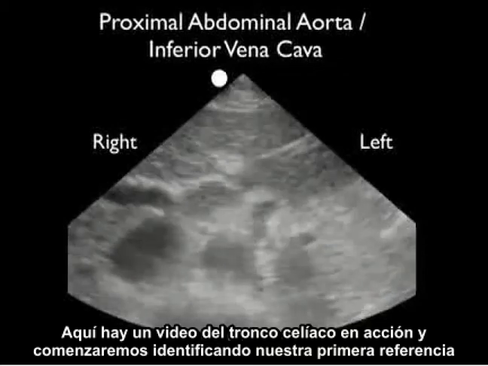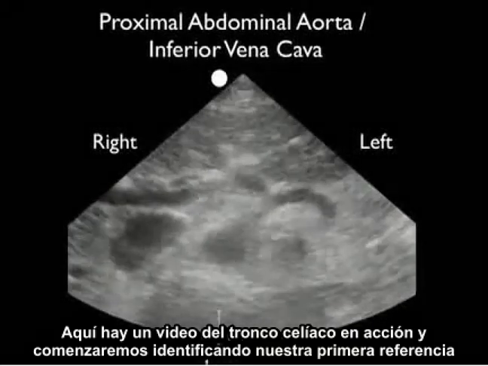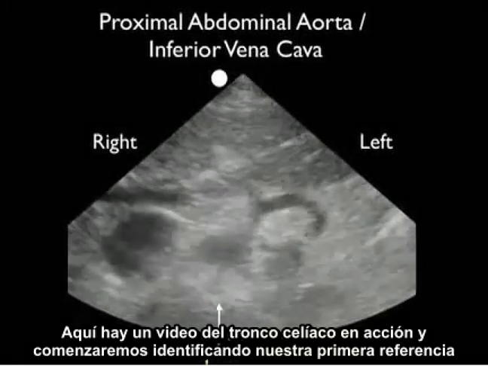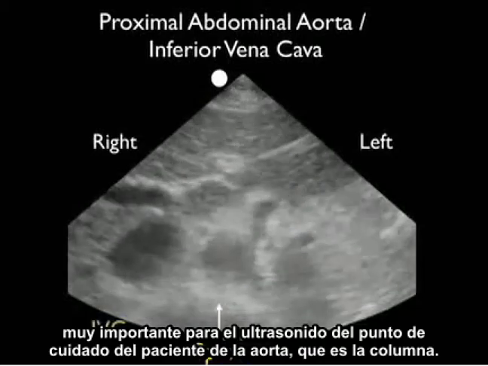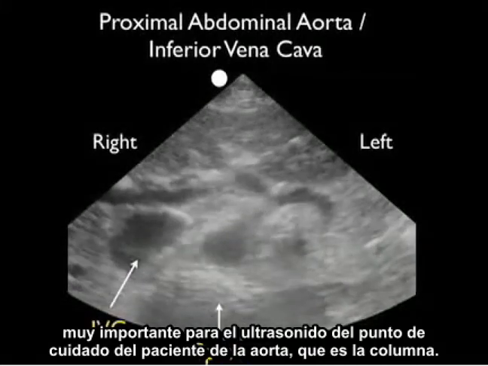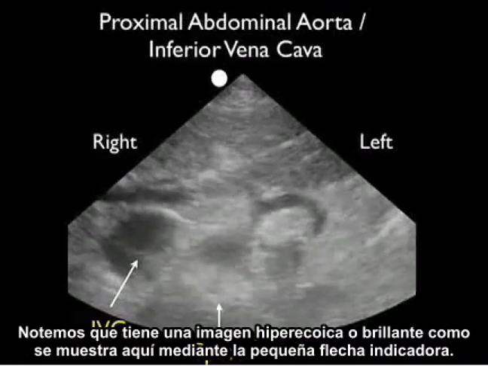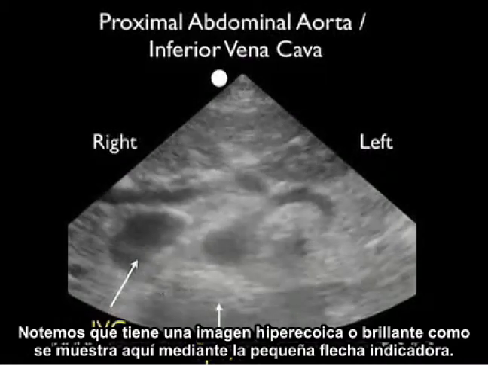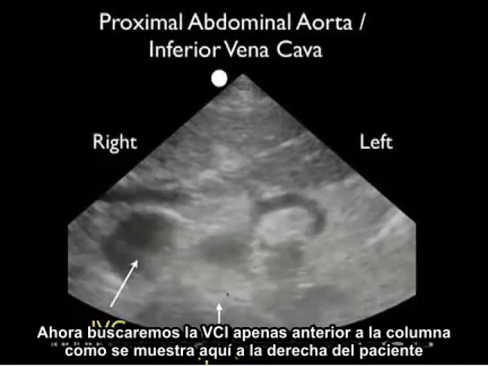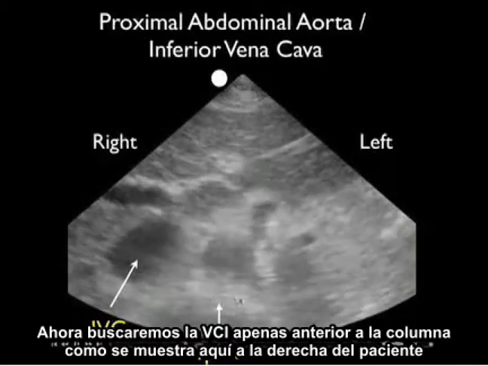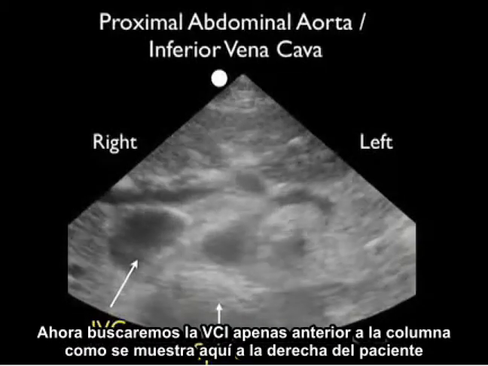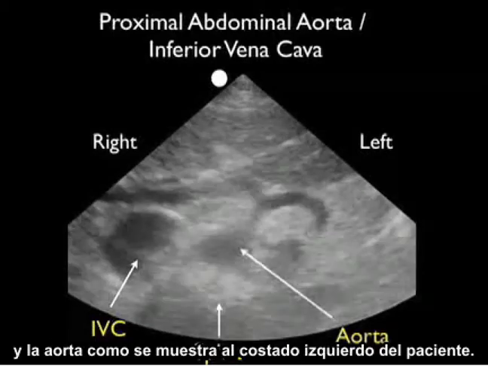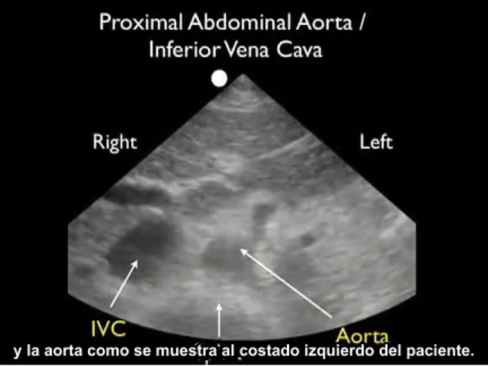Here's a video clip of the celiac axis in action, and we'll begin by identifying our first very important landmark for bedside ultrasound of the aorta, and that is the spine. Notice it has a hyperechoic or bright signature as shown here by the small indicator arrow. Now we'll be looking just anterior to the spine for the IVC as shown here to the patient's right, and the aorta as shown to the patient's left side.